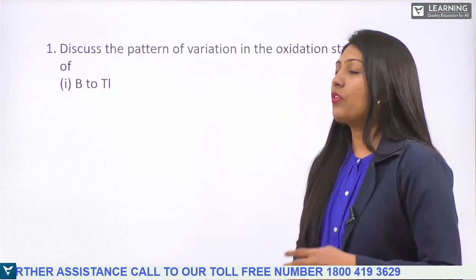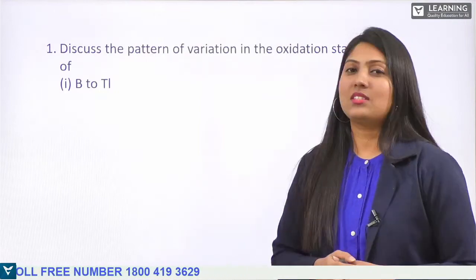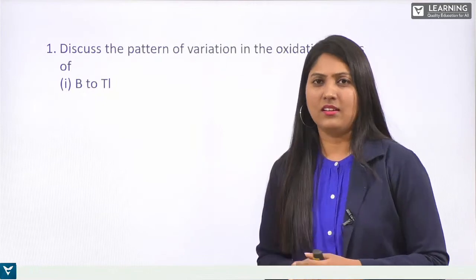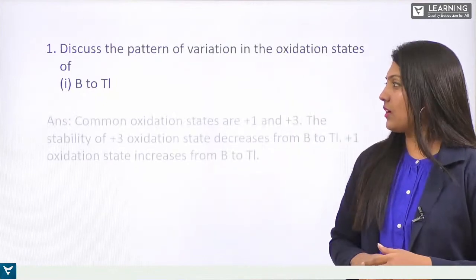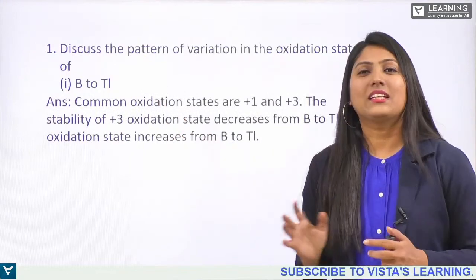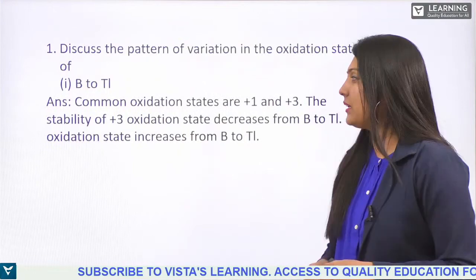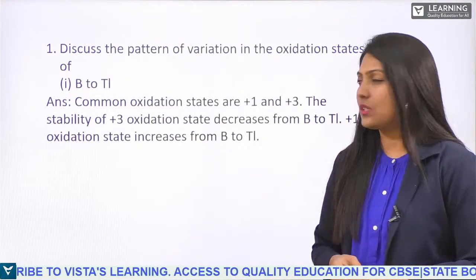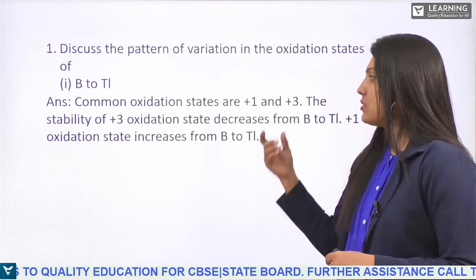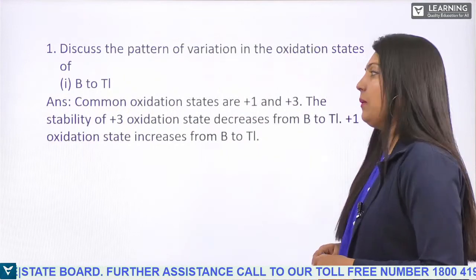Discuss the pattern of variation in the oxidation state of boron to thallium. So what is the difference here? Can you get to know? So the answer is here, where it comes under 13 group elements. Right, students? So P block elements, 13 group elements. In that the oxidation state will be +3 to +1. So we'll be having the common oxidation states as +3 and +1.